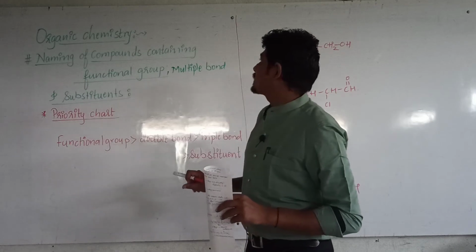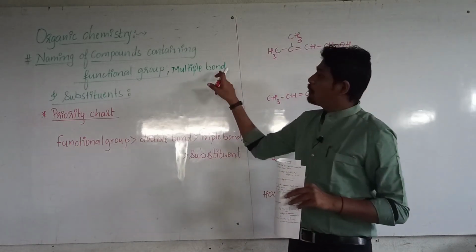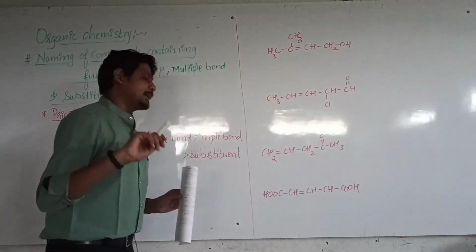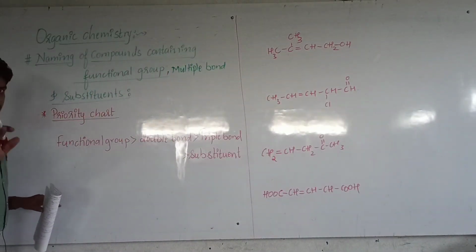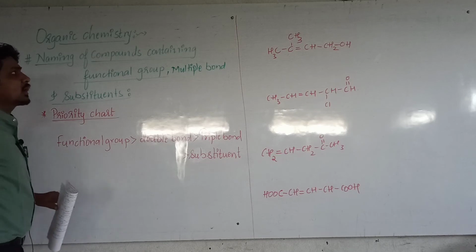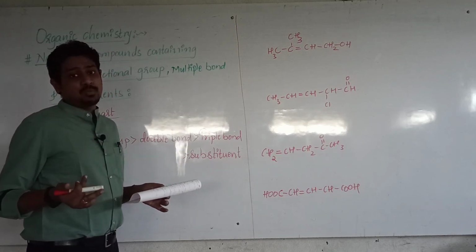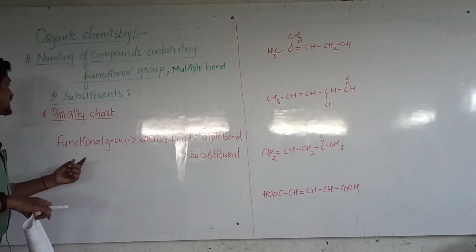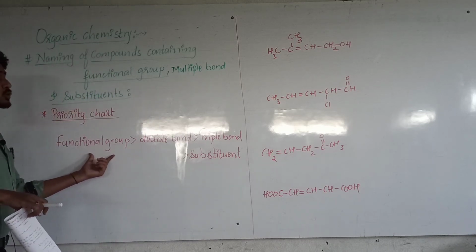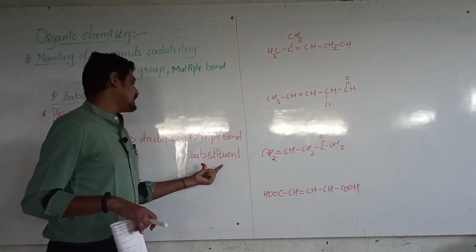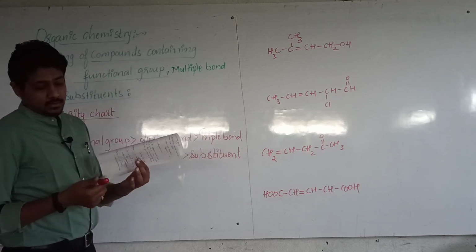Okay, if the compound contains a functional group, multiple bonds and substituents, all three present, then how do we name it? See, first thing you have to remember is this priority chart. When all three are present, to whom should first priority be given? Always remember, the first priority goes to the functional group, then comes the double bond, then the triple bond, then the substituent.